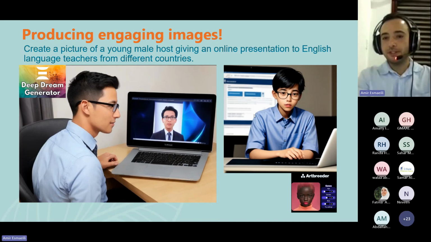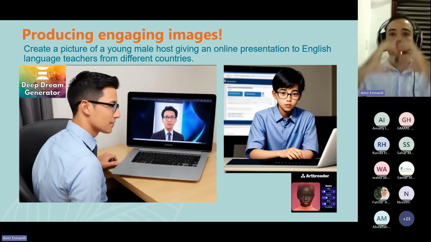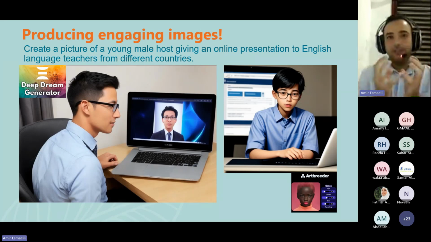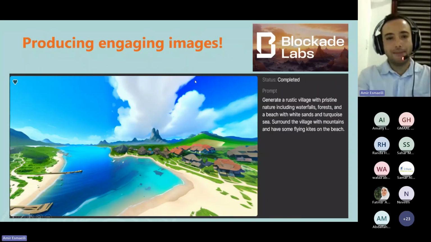I'm just showing this to you to give you a clear picture of what kind of images you can get with each tool. So this Blockade Labs gives you a more fancy panoramic picture.